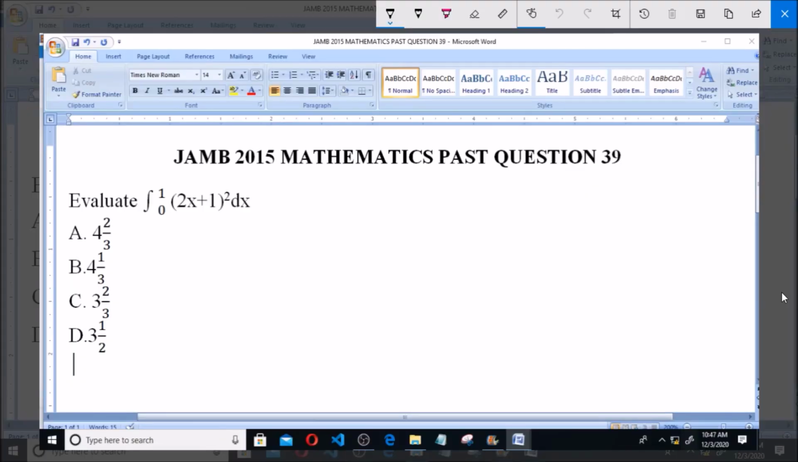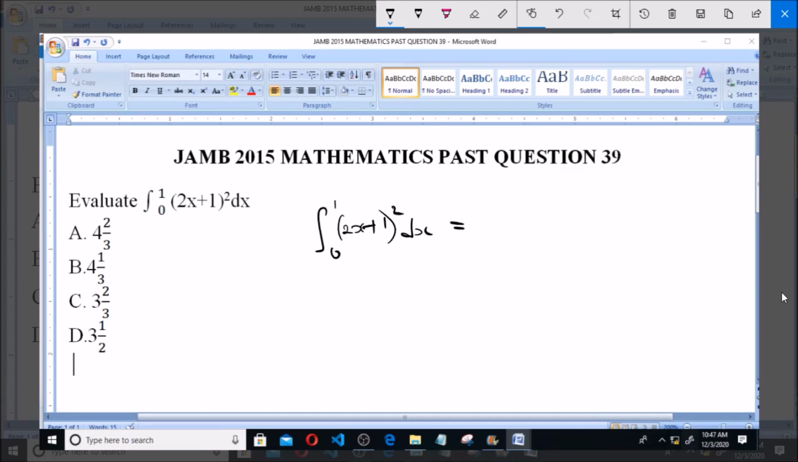I'll be answering JAMB 2015 Mathematics Past Question 39. Evaluate the integral from 0 to 1 of (2x plus 1) squared. So we have to evaluate this. We have the integral from 0 to 1 of (2x plus 1) squared dx.